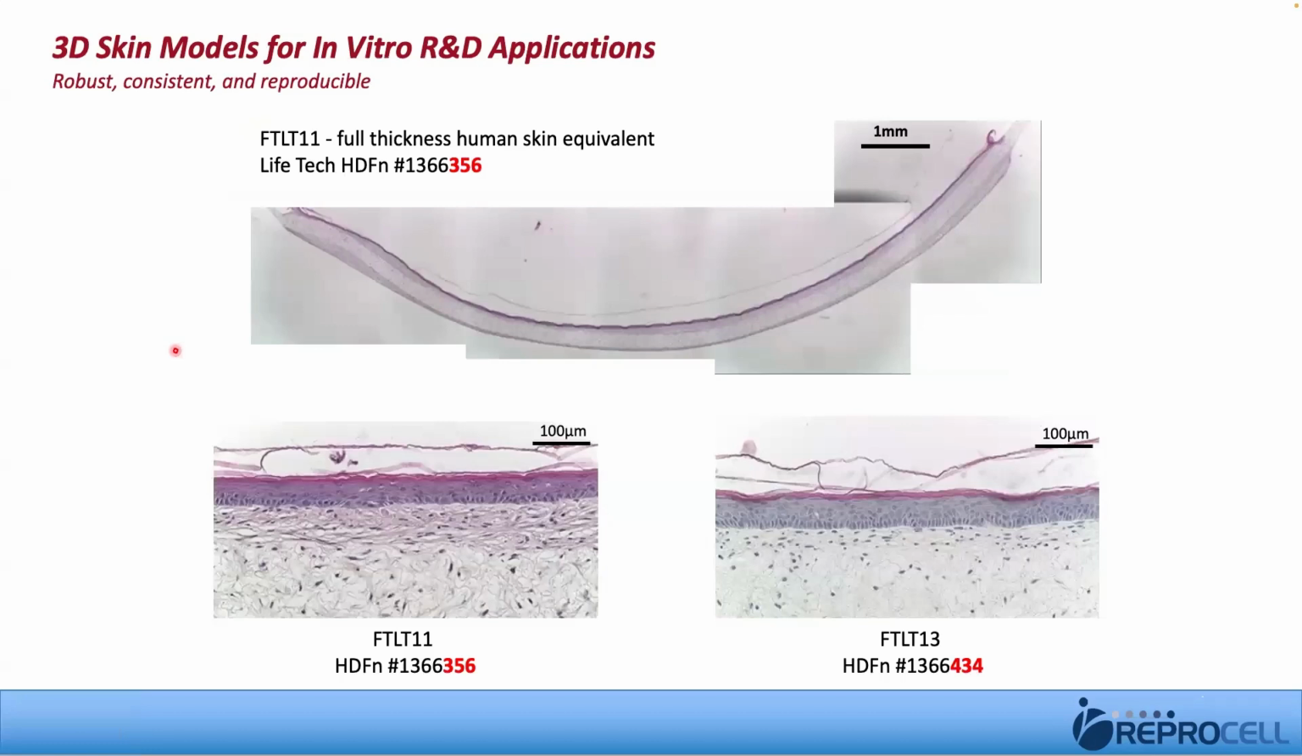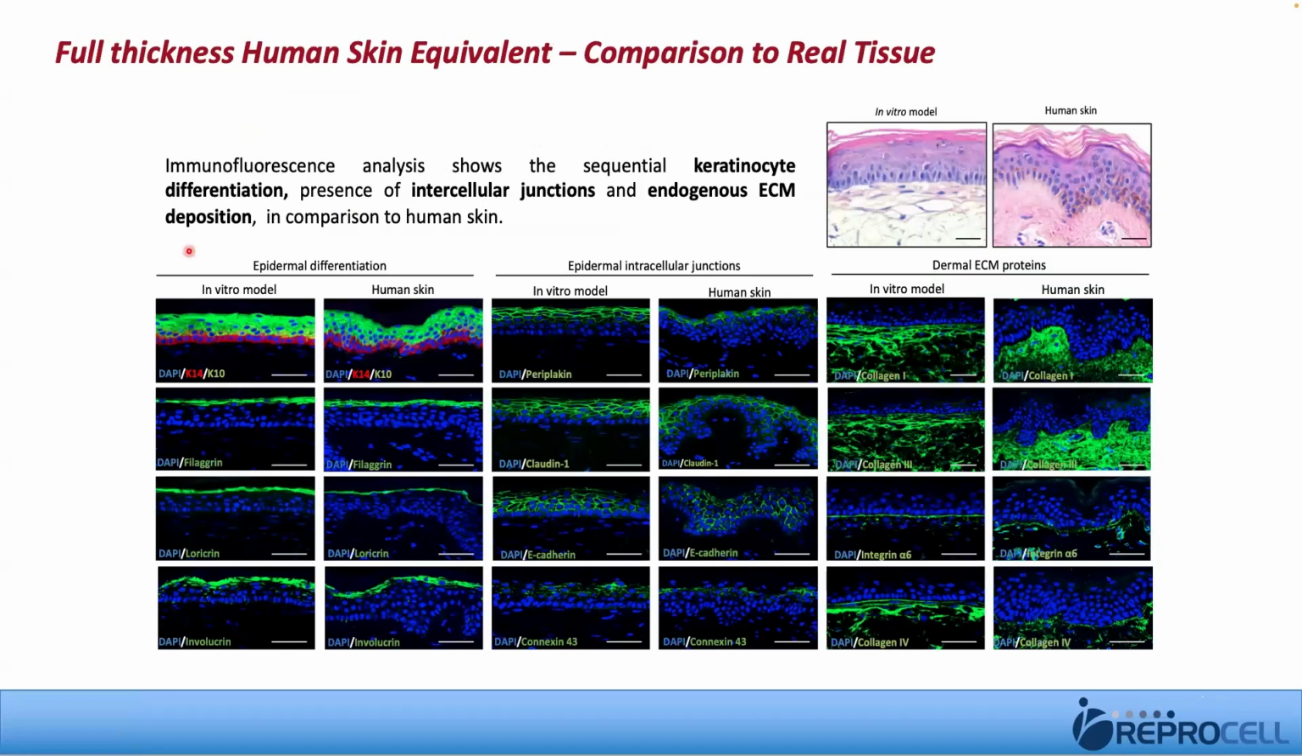This is, as I say, reproducible. These are different batches of cells used to make models. And the top model there you can see is over 1 centimeter in diameter. These models are highly characterized. So this is immunostaining for proteins expressed in real skin. So we compare our model against real tissue, and we do so for a variety of different markers, as shown in this slide. And all this is published incidentally, so you can look at this at your leisure later.